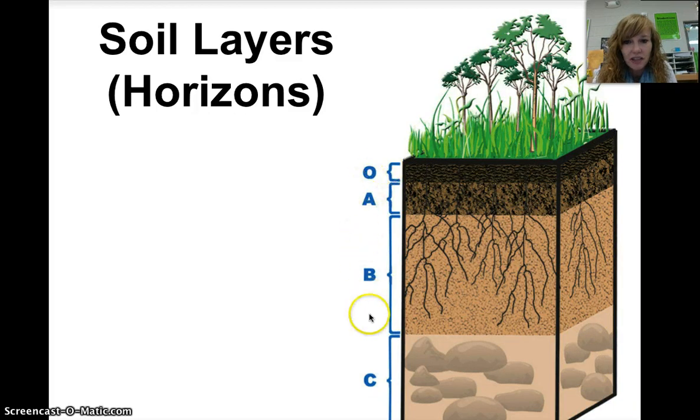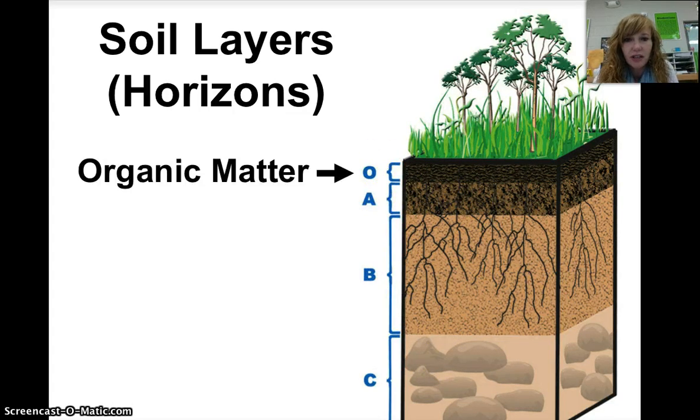So you can see letters here, and so I'm going to talk about what each of those stands for and why these look different. So let's start off with, this is called horizon O, and that's easy to remember because that's the organic matter.